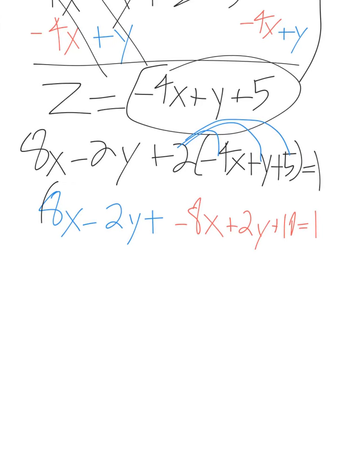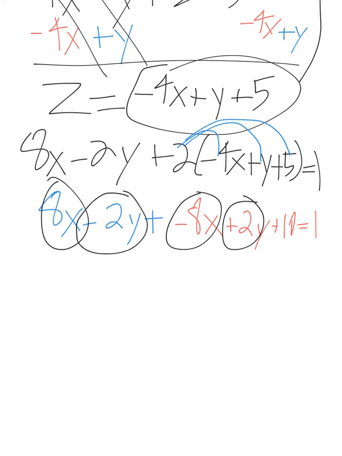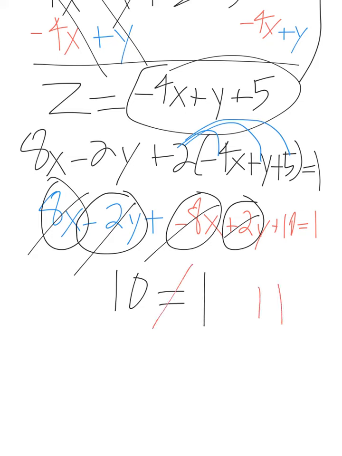We have 8x minus 8x, so that's 0x. We have minus 2y plus 2y, so that's 0y. And so basically it all cancels out. And we have this, 10 equals 1. Well, last time I checked, 10 does not equal 1. All right? So when you have something like this that equals a false statement, that is a no solution scenario.